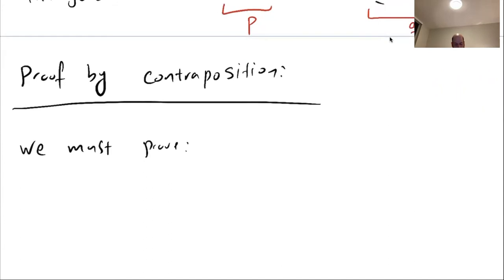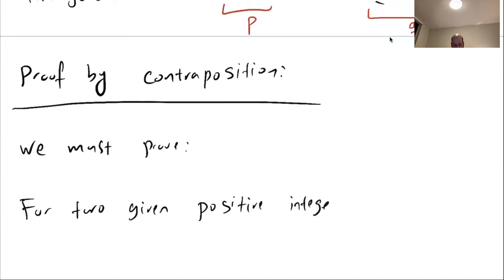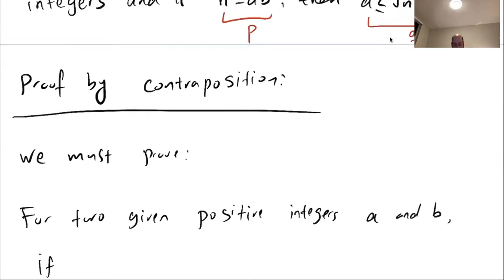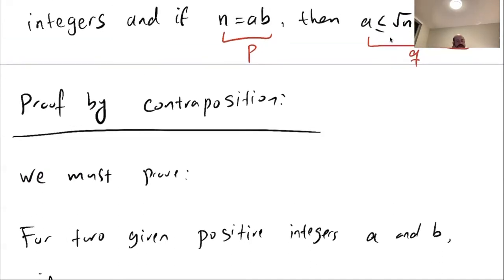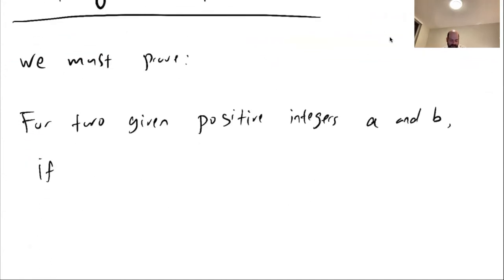So we must prove, for two given positive integers a and b, if negation q, which means if it's not the case that q is true. If it's not the case that a is less than root n or b is less than root n, means what? Means if a is bigger than root n and b is bigger than root n.